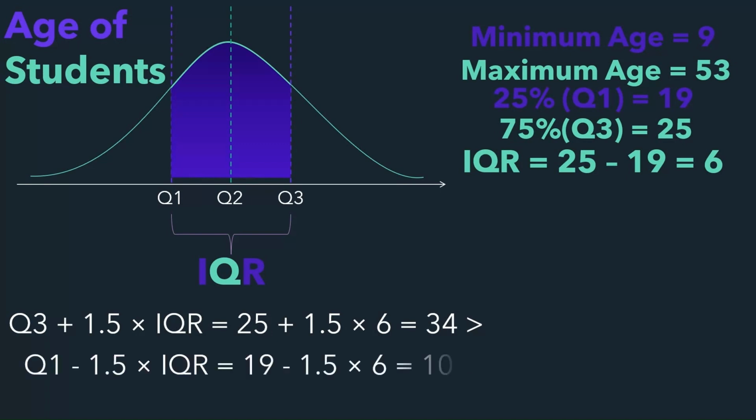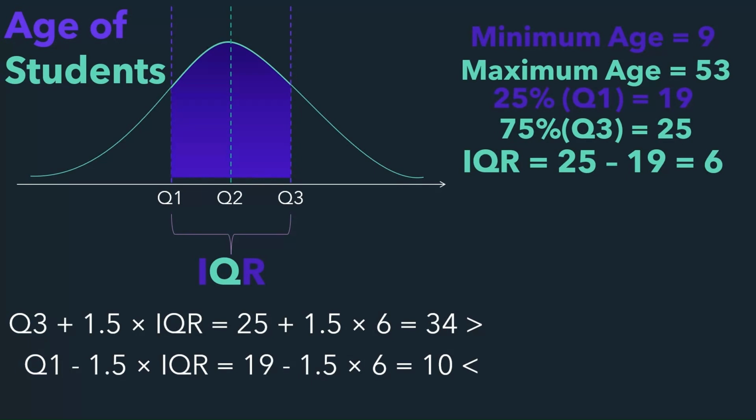Now let's take another rule, which is if your data point is less than Q1 minus 1.5 times IQR. Here we are checking anything that is outside Q3 plus 1.5 times IQR. But in case of Q1, we have to take a look at anything that is before Q1. So Q1 minus 1.5 times IQR. If you calculate this, 19 minus 1.5 into 6, if anything is less than 10, or my age is less than 10, then that will be considered as an outlier.